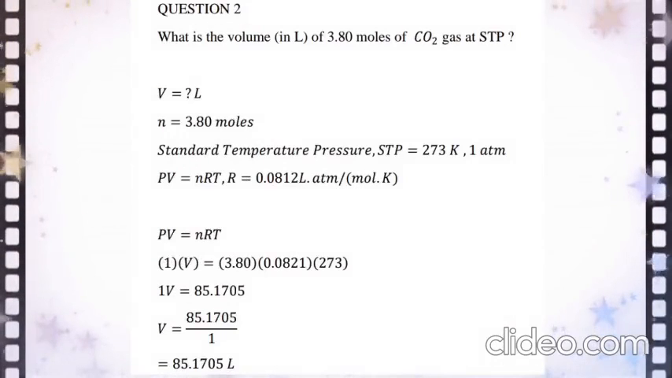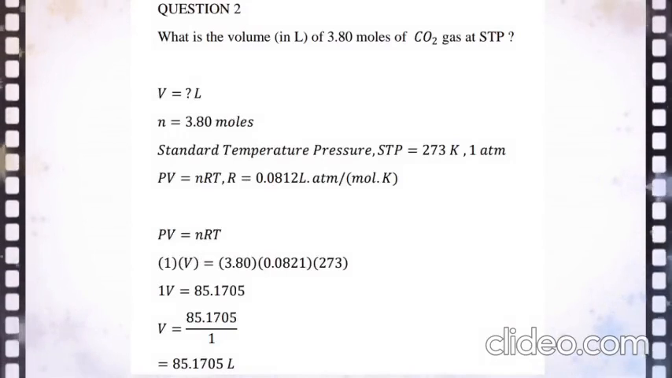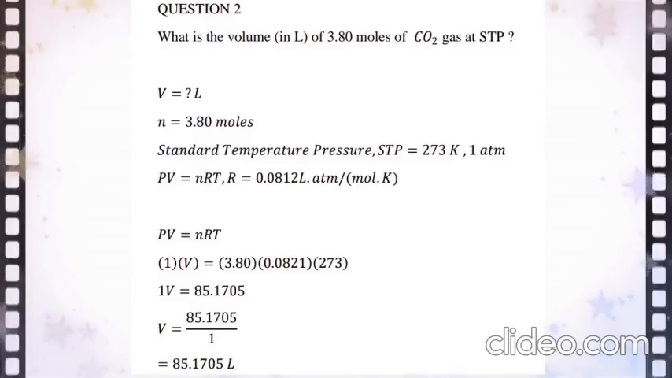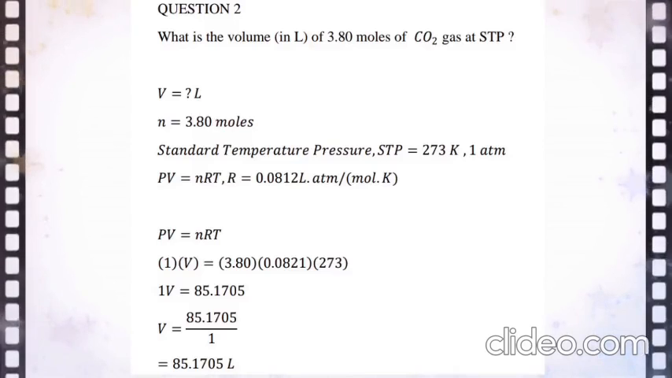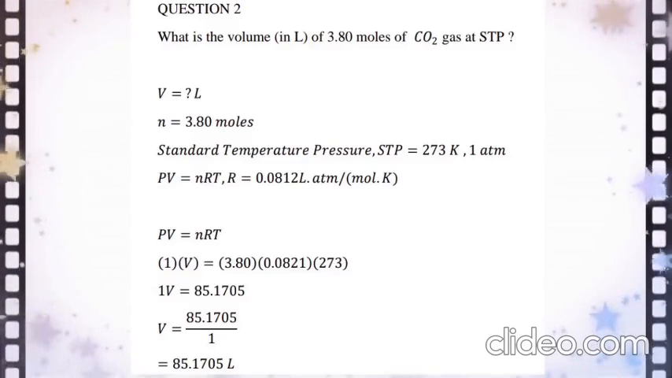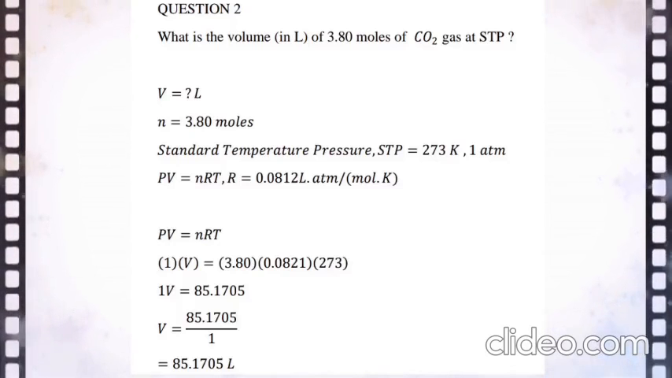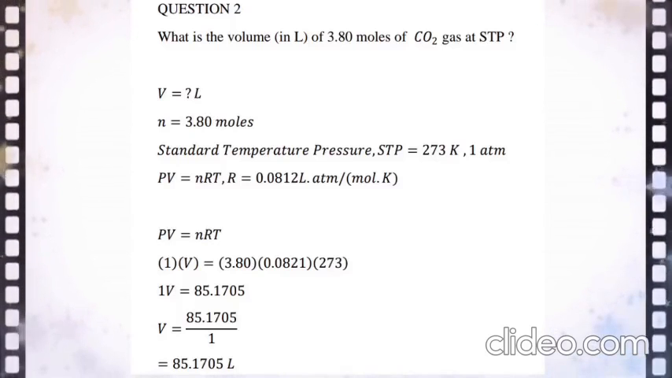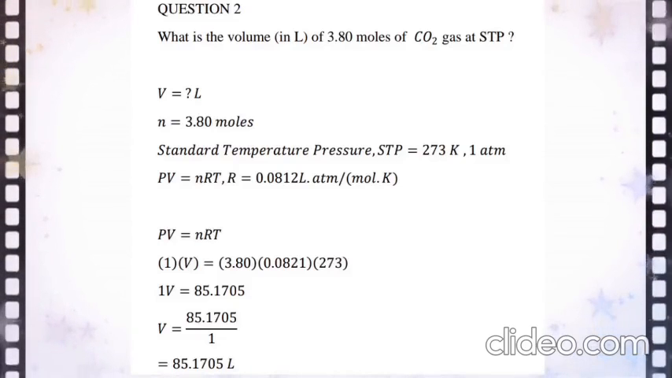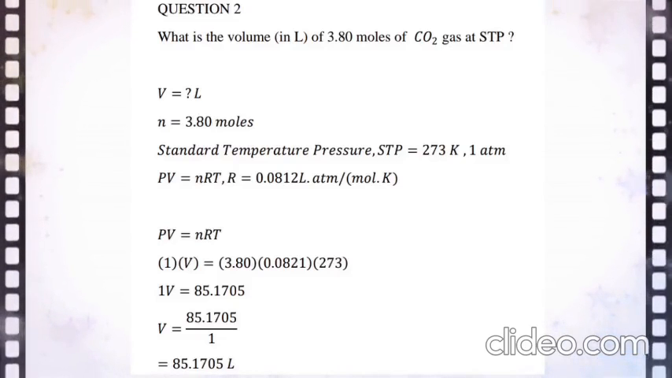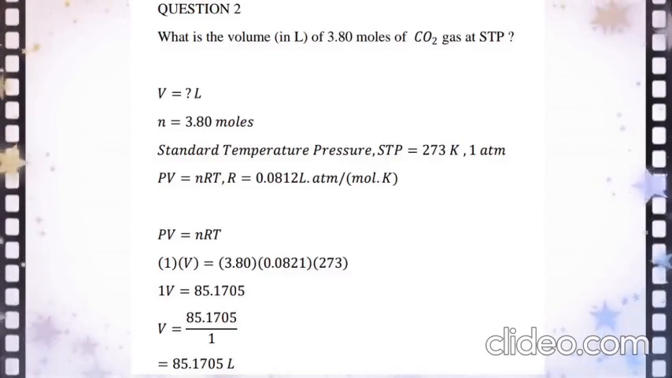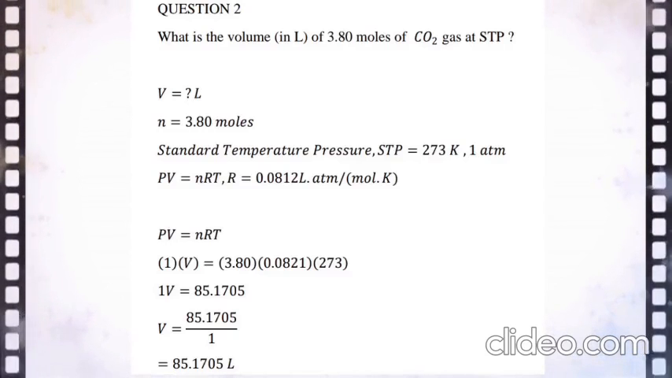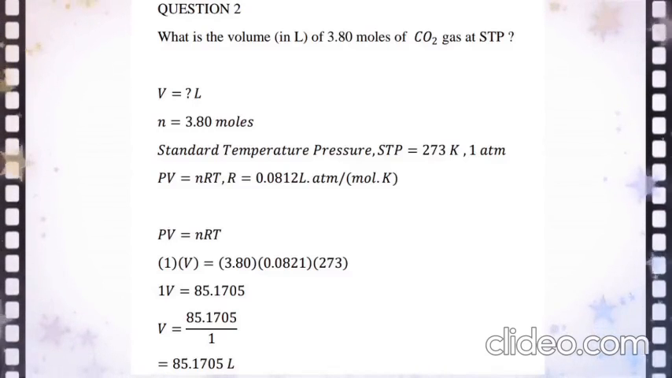Question 2. What is the volume in liter of 3.80 moles of CO2, which is carbon dioxide gas at STP? From the question, they want us to find the volume in liter. And we are also given the number of moles, which is n equals 3.80 moles. And we also need to find the volume of gas at STP, which is standard temperature and pressure. The temperature is equal to 273 Kelvin. Pressure is equal to 1 atm.